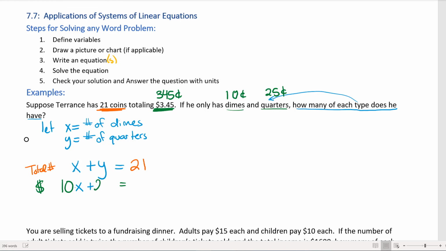So I'm going to write that 25 cents times the number of quarters we have. Well, how many quarters do I have? Well, I labeled that y. Y is the number of quarters I have. If I add up all of the cents that I get from the dimes plus all of the cents that I get from the quarters, that should add up to 345 cents. So these are my two equations. Now, if on the test that's as far as you can get, I'm going to get you points for that, okay?